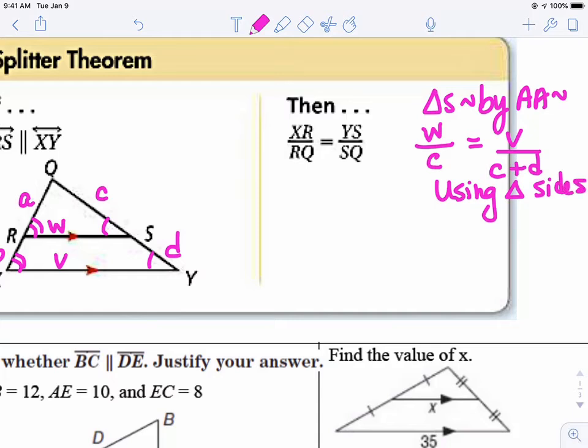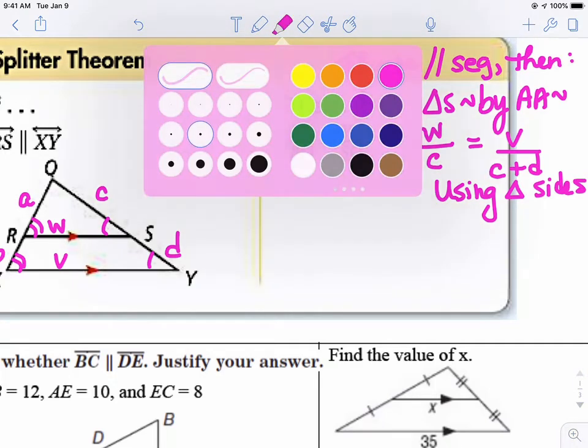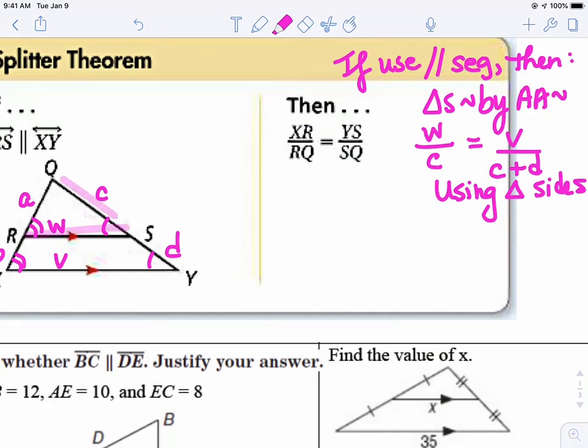So that's a proportion that's involving the parallel segments. If you use the parallel segments, then you have to use similar triangles. So W is to C as V is to this whole side length C plus D. We're using the little triangle similar to the big triangle, or any equivalent proportion.